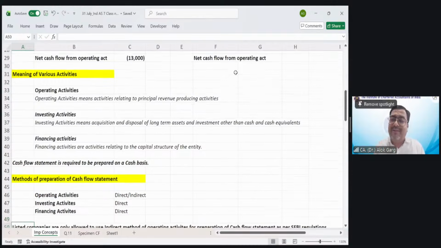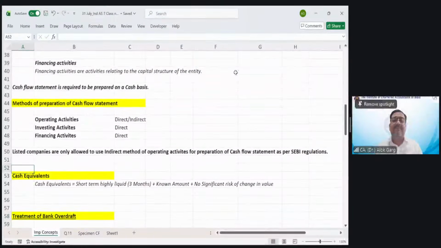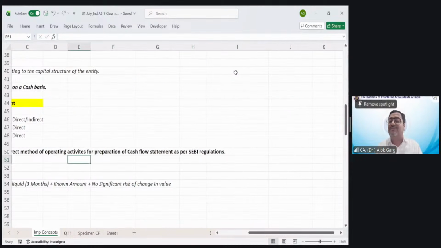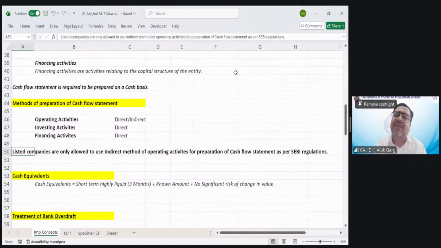You are absolutely right, Rohan, and I am amazed to see the response. Listed companies are only allowed to use indirect method of operating activities for preparation of cash flow as per SEBI LODR regulation. So who is the mother authority of listed companies? In addition to the Companies Act, it is SEBI LODR regulation also. As per SEBI regulations, so that your cash flow should be in sync with your balance sheet and P&L, the SEBI regulation only allows you the indirect method of cash flow.